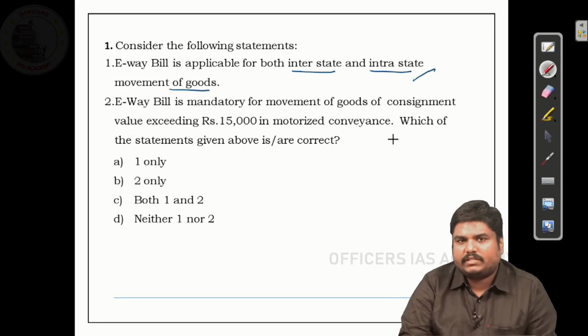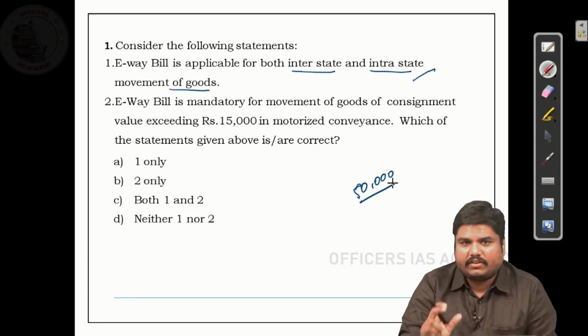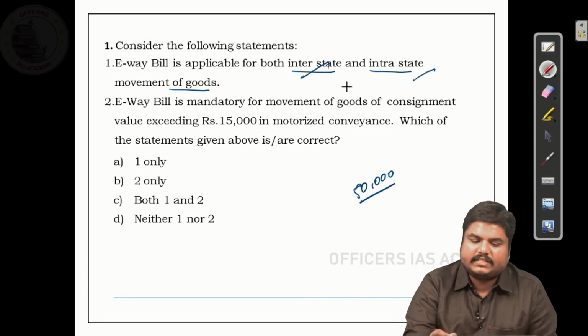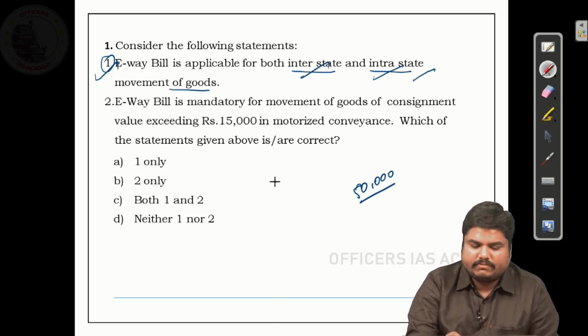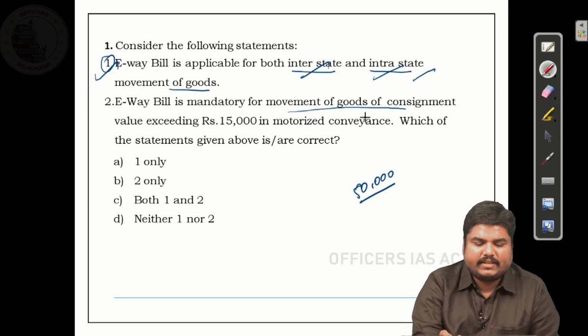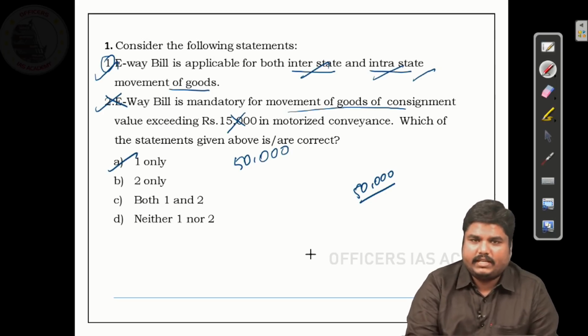Whenever we purchase a good which is worth more than 50,000 rupees, and during the movement of those goods, it is mandatory for us to carry an electronic way bill, for both interstate as well as intrastate movement of goods. So statement 1 is correct. Statement 2, of course it is mandatory for movement of goods of consignment value exceeding not rupees 15,000 but 50,000 rupees. So the second statement is wrong, the first statement is correct. So answer is A, 1 only.